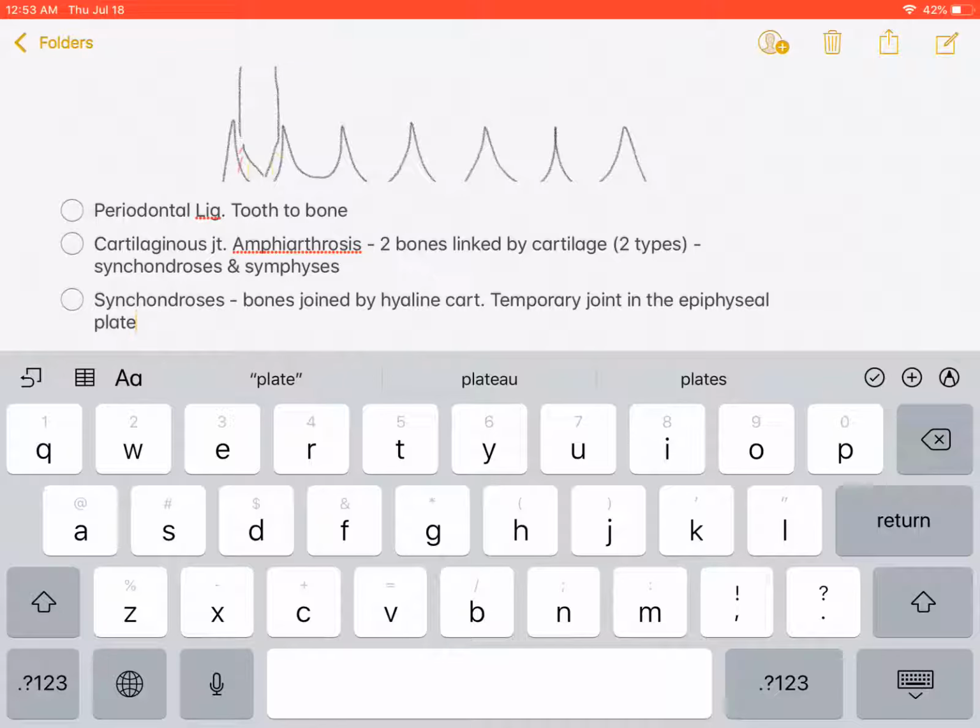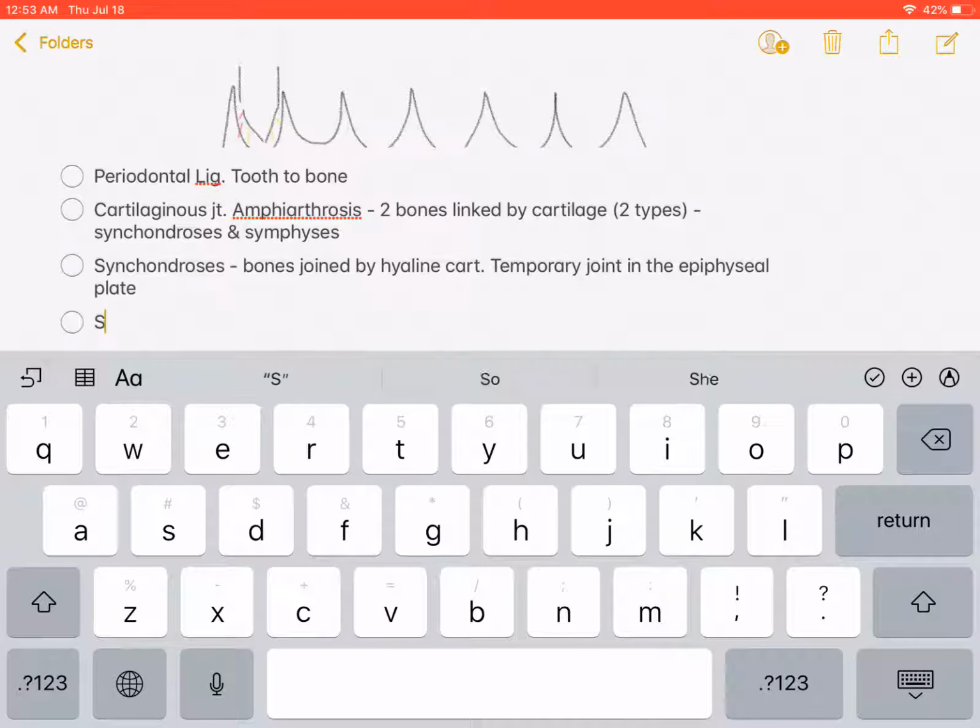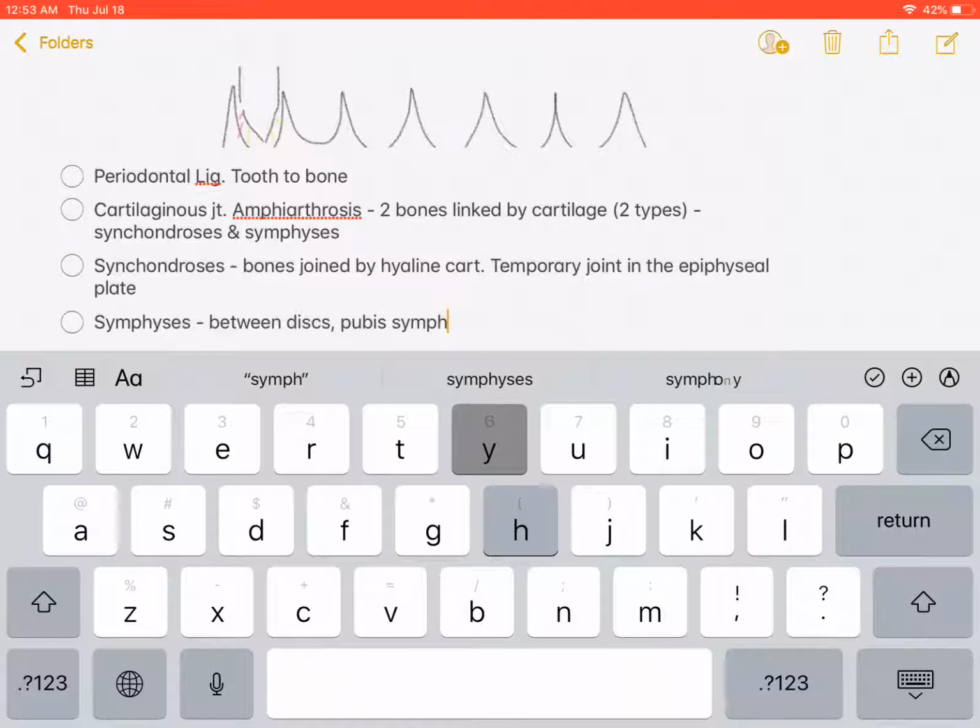The next one, symphyses. Your symphyses, and we're already tired of talking about this one. These are between your discs and your pubic symphysis. Symphysis. Okay, so it's really good to know where to find that type of cartilaginous joints.